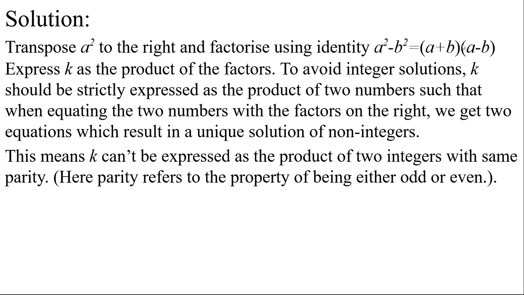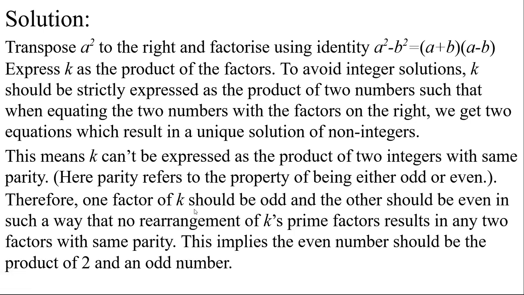But what if we make one odd and one even? But there's a catch. Let's see what that is. So one factor of k should be odd, as discussed. If one is odd and one is even, we can tackle this.